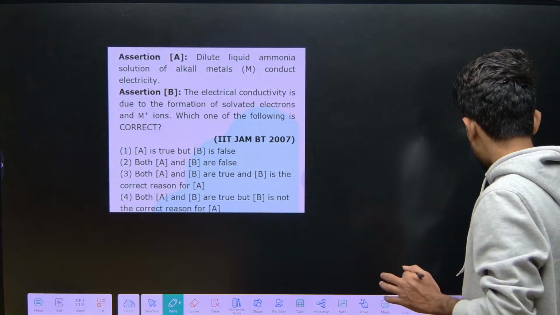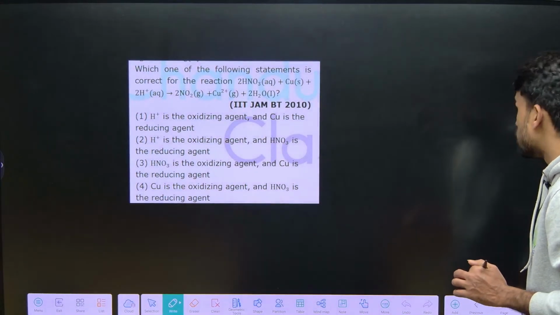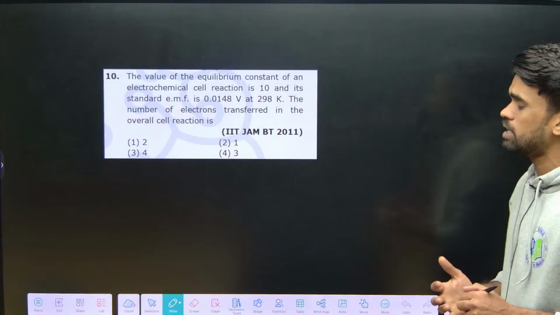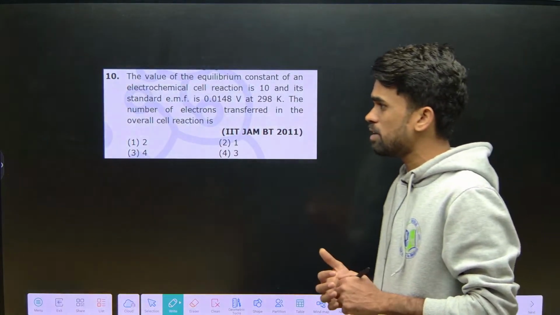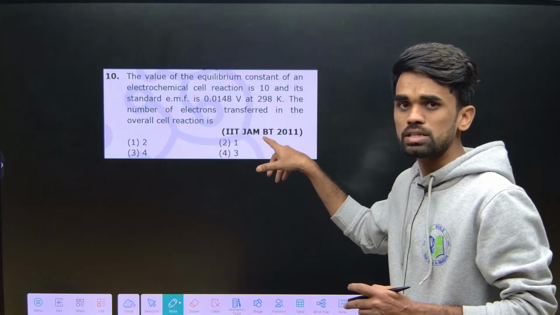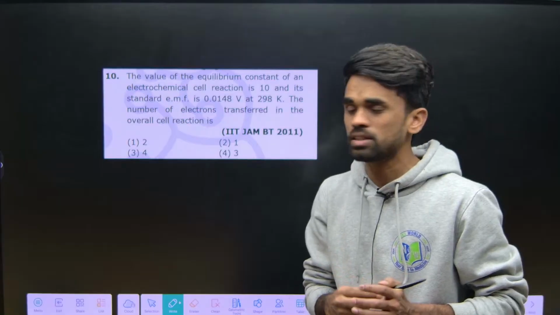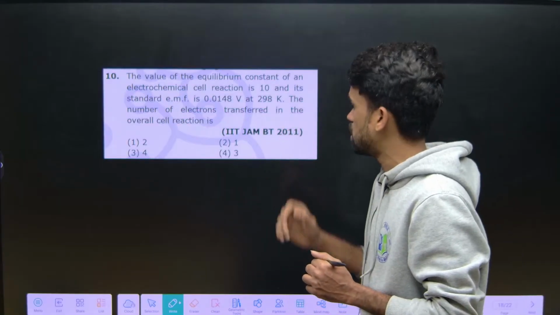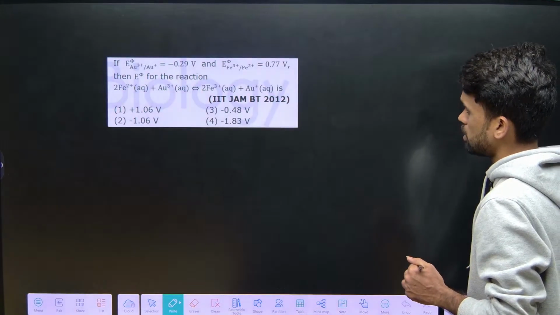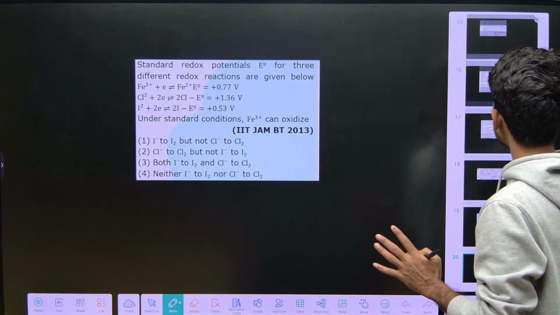These are the electrochemistry based questions from IIT JAM BT. Now if you already know the content, if you already prepared this previously, just give a try for solving this. If you are not able to solve these questions, just attend this session completely so that you will get complete clarity on these questions as well as the concepts involved in these questions. So these are some questions I just wanted to show you from IIT JAM BT.